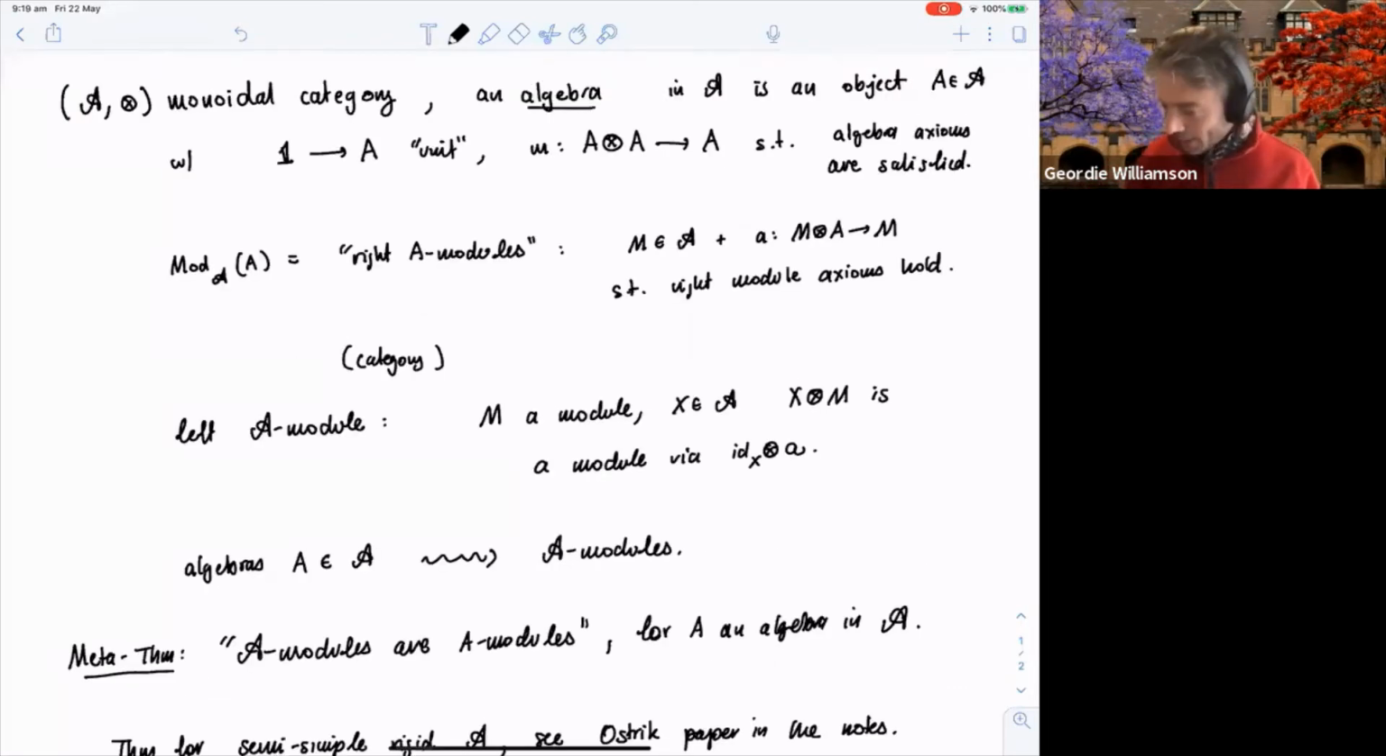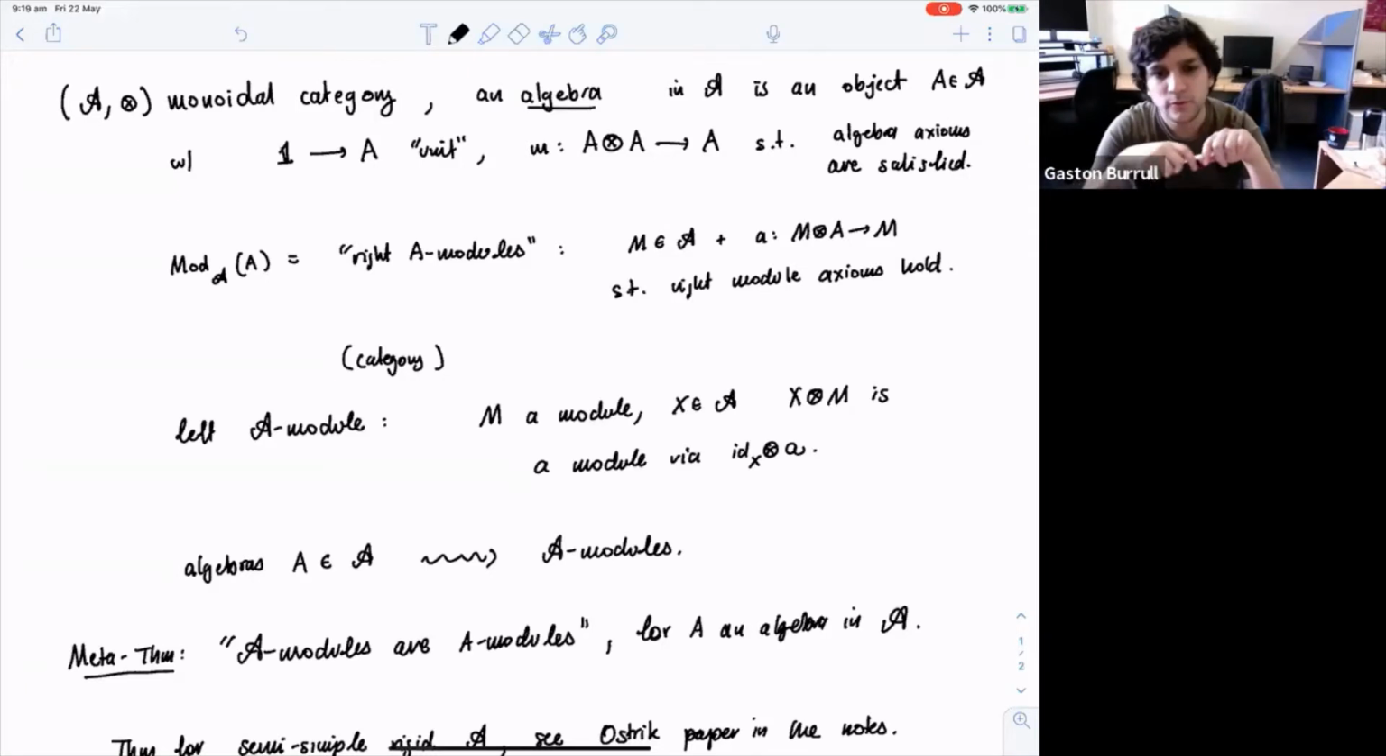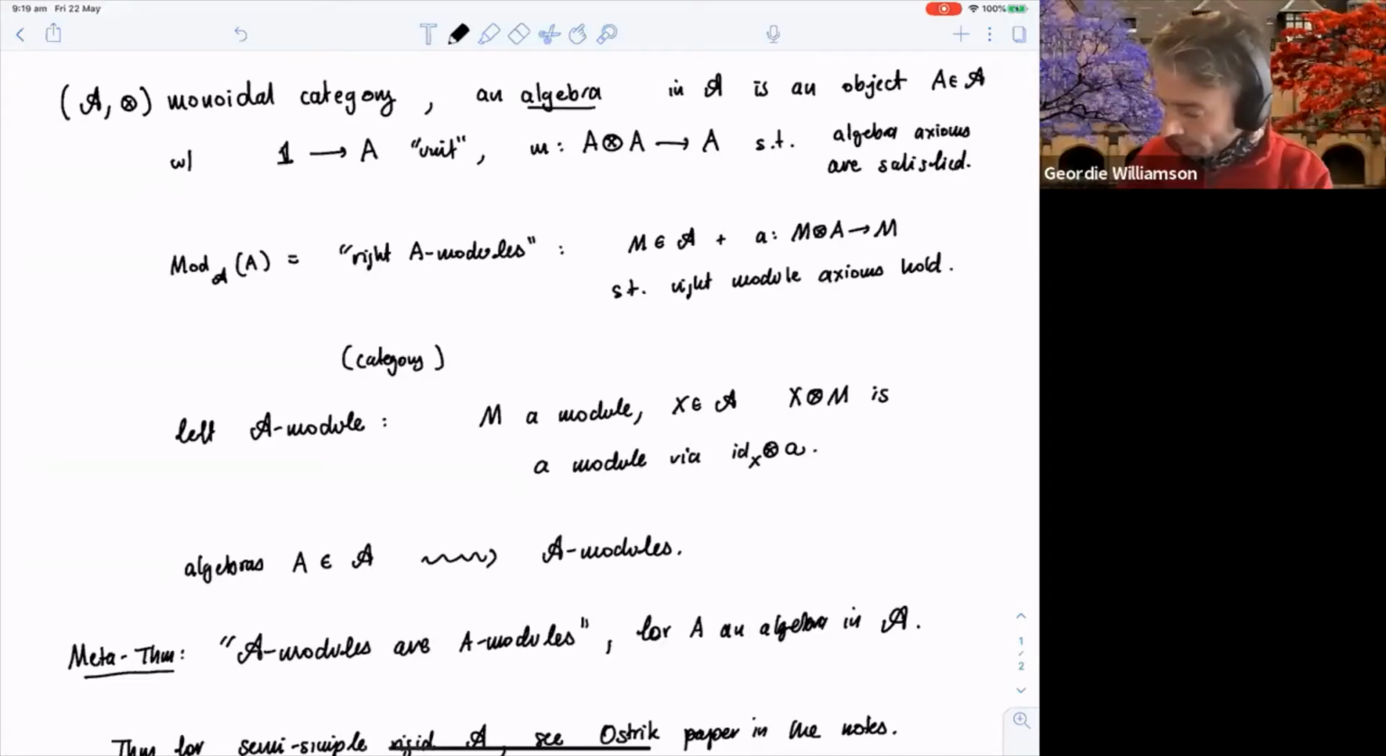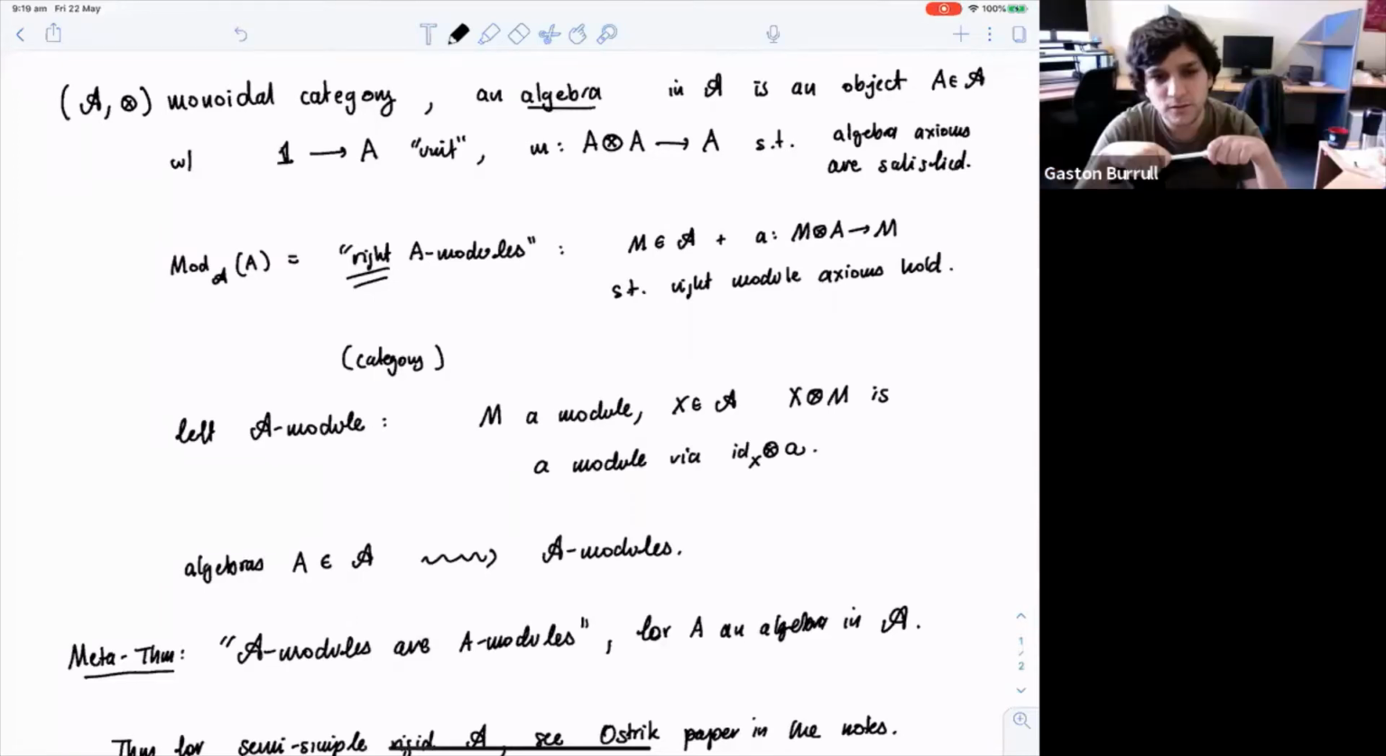Just to recap, we're studying right modules over A, and this is a left module over script A, over curly A. I'm confused. Why is M tensor A instead of A tensor M in the action? Okay, we're studying right A modules. But the action is, okay, I understand.